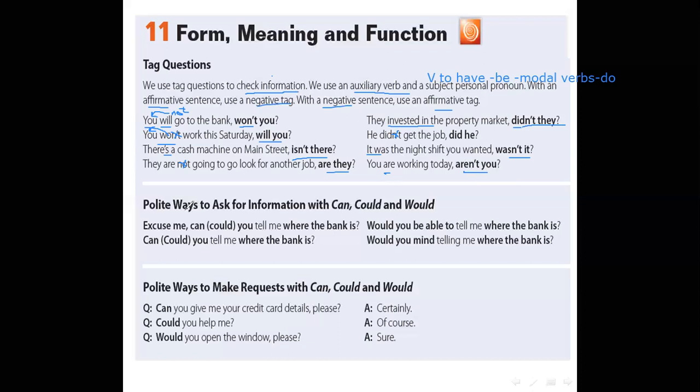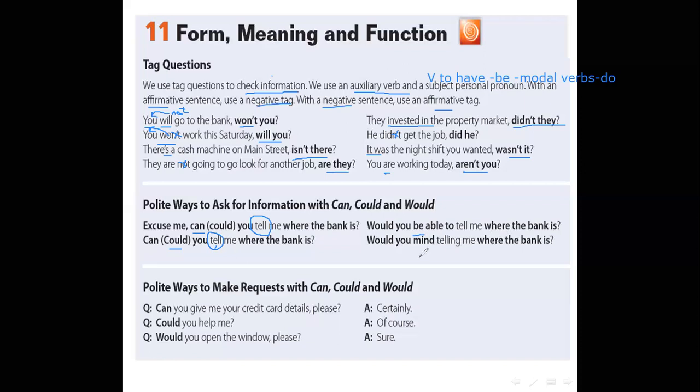Okay, what about polite ways to ask for information with can, could, and would? For example, excuse me, can you tell me where the bank is? Could you tell me where the bank is? Excellent. Here we use can or could. What about the form of the verb? Excellent. It must be in base form. Would you be able to tell me where the bank is? Would you plus base form. Excellent. Would you mind telling me where the bank is?